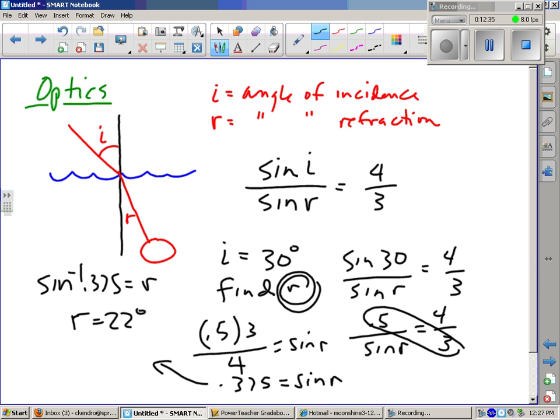So just memorize this little formula. This represents the angle in the air. This represents the angle in the water. If you can remember that, that will help. All right, so that's where you would use an inverse sine. It wouldn't have to be the arc sine, but that's where it's used.